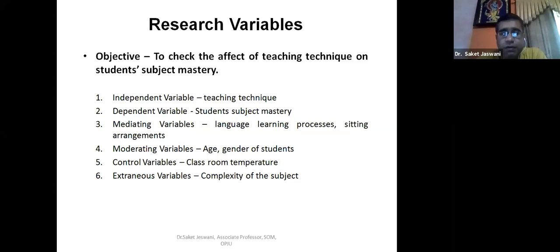But there are other variables which can be considered while conducting such studies. Mediating variables could be the language learning process or sitting arrangements. This may affect the relationship between the independent and dependent variables. Moderating variables may moderate the relationship, like age and gender of the students. This may moderate the relationship, or alter it. First, teaching technique was independent and mastery was dependent. A moderating variable may reverse these relationships also. It may happen. These are known as moderating variables.